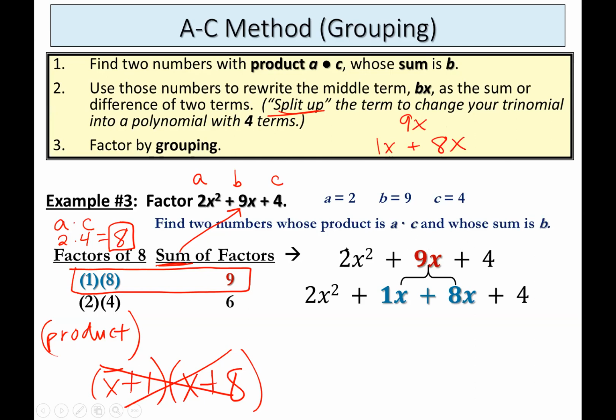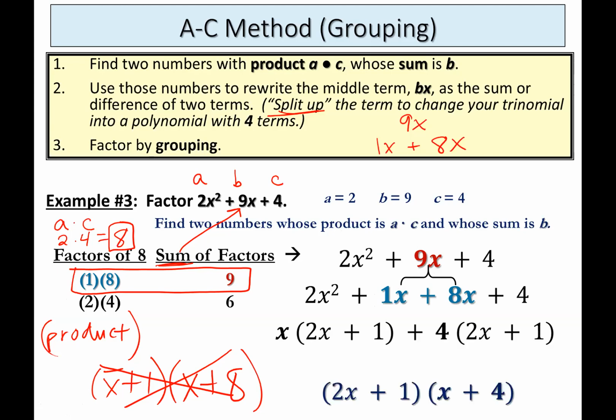So here's our original trinomial, 2x squared plus 9x plus 4. Here's what we did so far, A times C. So 2 times 4 was 8. We had to come up with factors of 8 that added to 9. What multiplies to 8 and adds to 9? Okay, 1 plus 8. So this is the splitting up part. So 9x is now being rewritten as 1x plus 8x. From here to the end, now we get to factor by grouping.